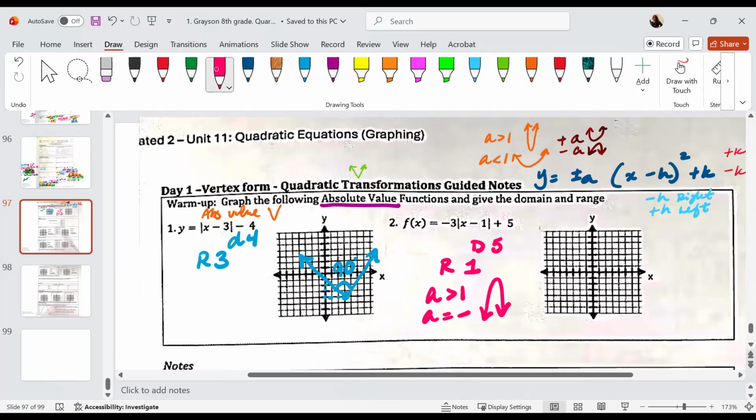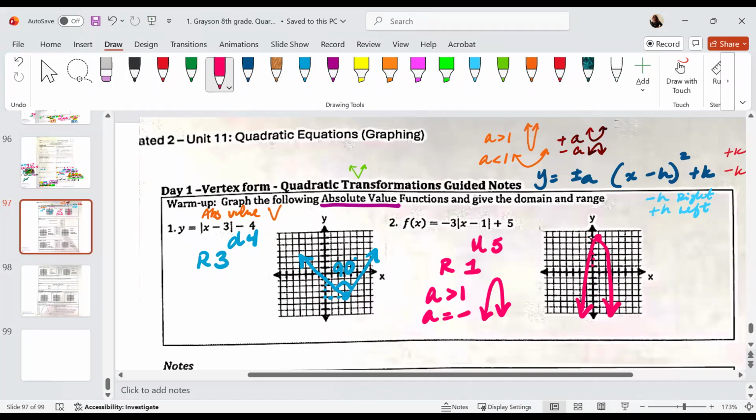3 is a, which is greater than 1, so it's going to be skinny. So when you graph this, go down 1, 2, 3, 4, 5. Right 1, it's upside down, and it's skinny, like that. Go ahead and practice on your own. Okay, so we're going to go up 5: 1, 2, 3, 4, 5, over to the right 1. And it's skinnier or more compressed.